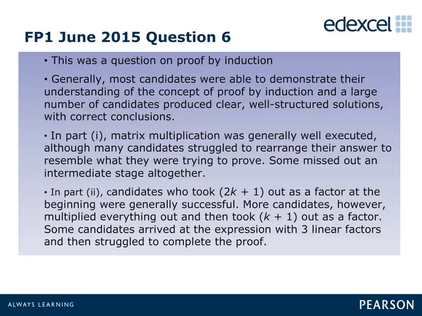In Part 1, matrix multiplication was generally well executed, although many candidates struggled to rearrange their answer to reassemble what they were trying to prove. Some missed out an intermediate stage altogether.